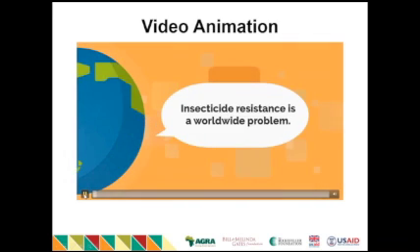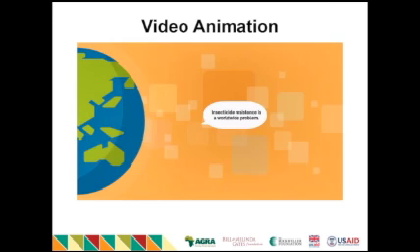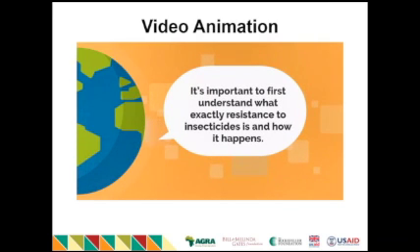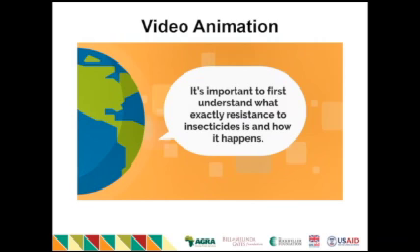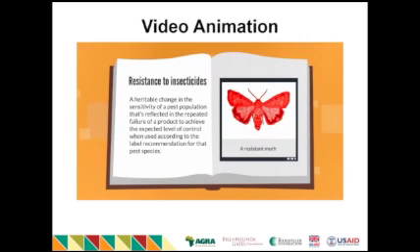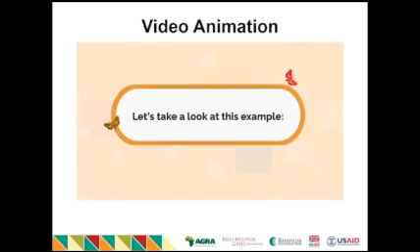Insecticide resistance is a worldwide problem. In order to prevent it, it's important to first understand what exactly resistance to insecticide is and how it happens. Resistance to insecticides is defined as a heritable change in the sensitivity of a pest population that's reflected in the repeated failure of a product to achieve the expected level of control when used according to the label recommendation for that pest species. Let's take a look at this example.